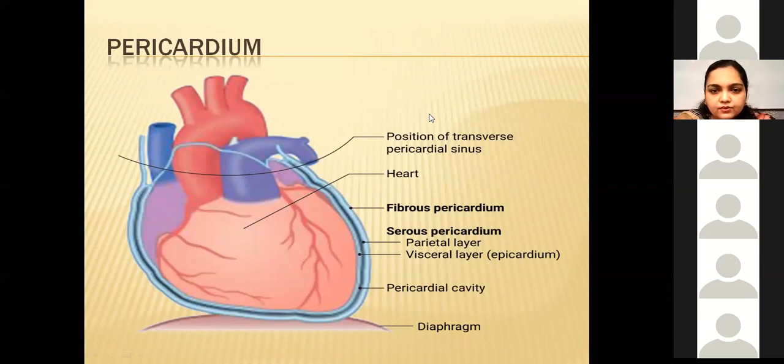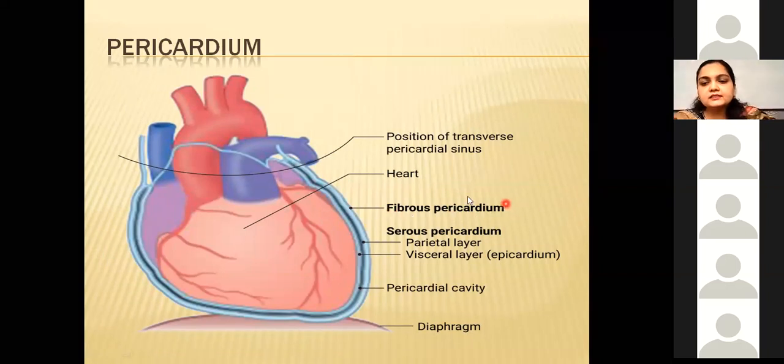We have the fibrous pericardium. The first external layer of the pericardium is termed the fibrous pericardium and it is made up purely of fibers. The second layer is the serous pericardium. The fibrous pericardium envelops the whole heart plus the great vessels. What are these great vessels? The superior vena cava, ascending aorta and the pulmonary trunk. This whole is also enveloped by the fibrous pericardium.